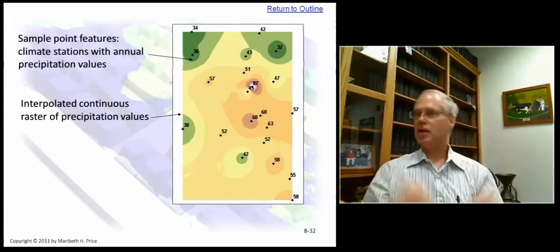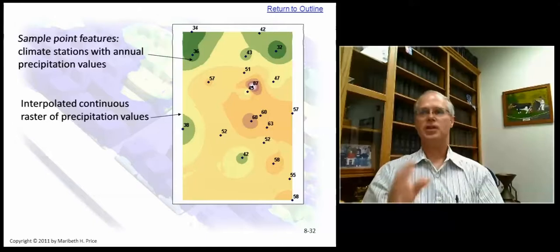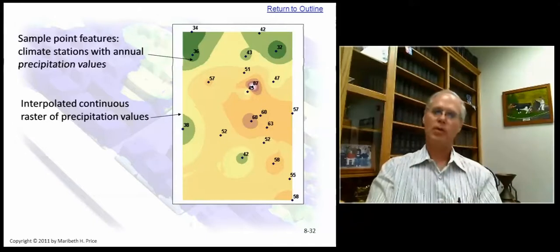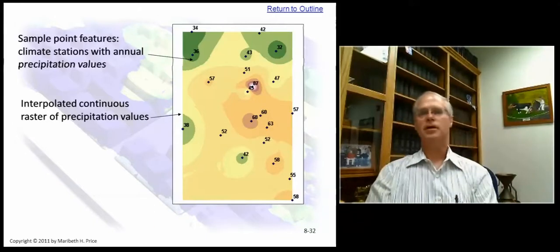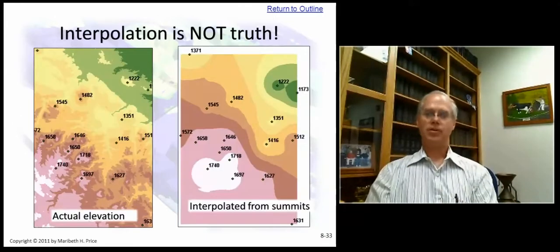This is typically how they do weather maps, by the way, is interpolation. They don't have weather data for every square mile out there. They interpolate something. Keep in mind, interpolation is not the truth.